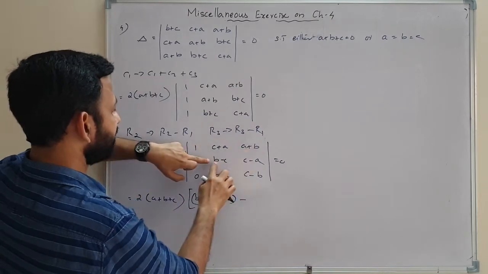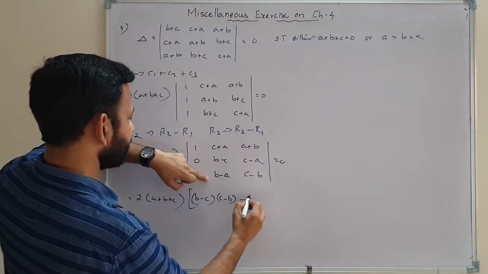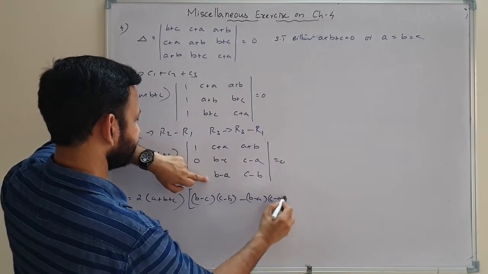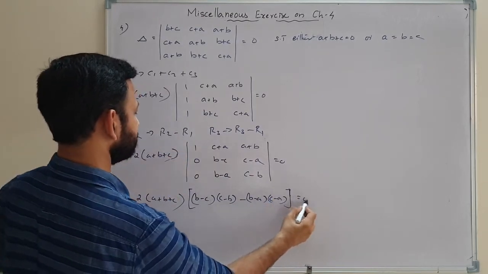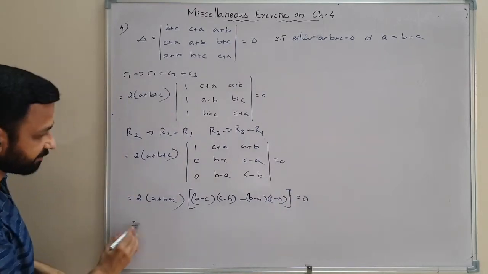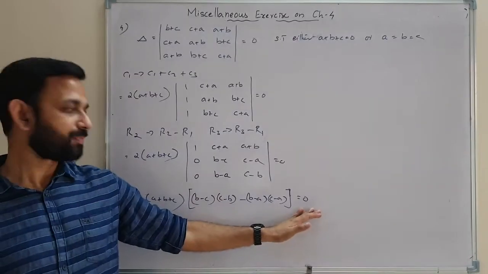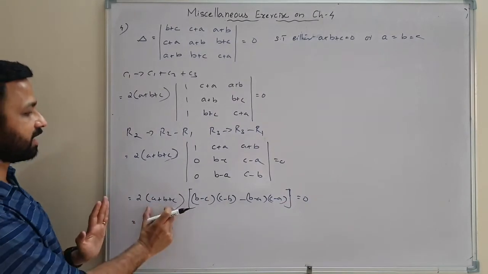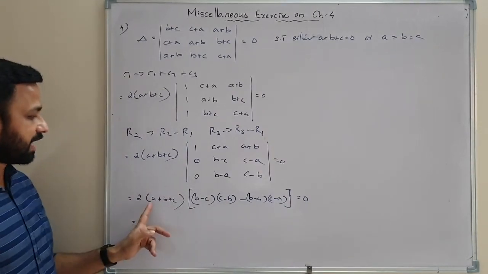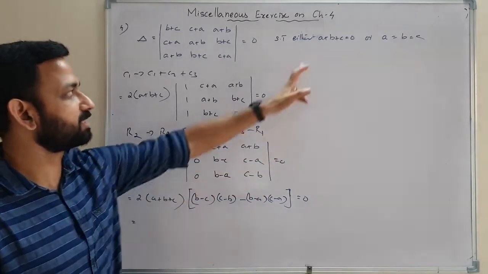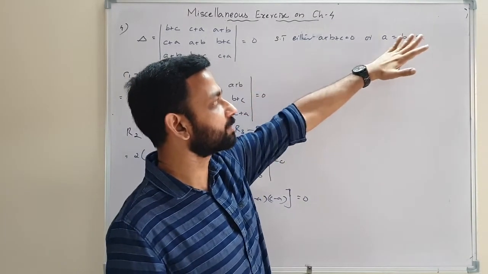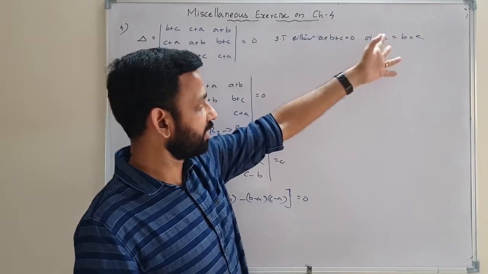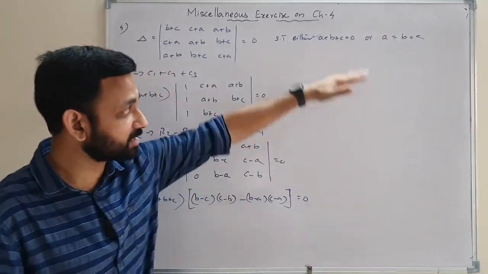1 into (B minus C) into (C minus B) minus (B minus A) into (C minus A) bracket equal to 0. From here we can say their product equal to 0. If their product equal to 0, at least one of them should be 0. That means A plus B plus C equal to 0. But here we have one more option, one more part is there: A plus B plus C equal to 0 or A equal to B equal to C. That condition we need to write.